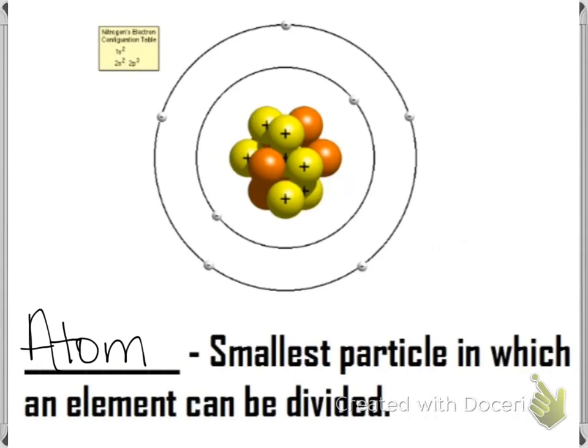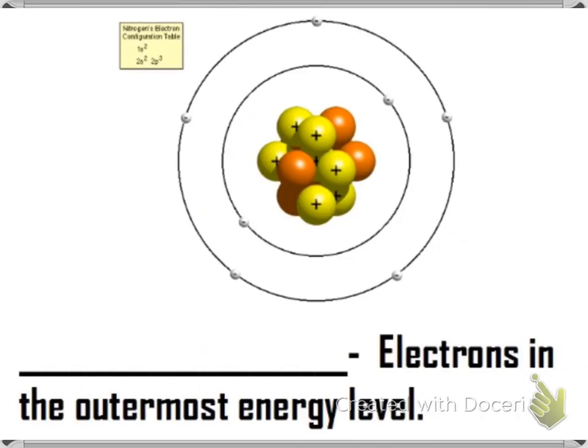Alright, so an atom is the smallest particle in which an element can be divided. Okay, and here we see a picture of an atom. Also, if you can't remember a term to one of these definitions, you can write that down as well.